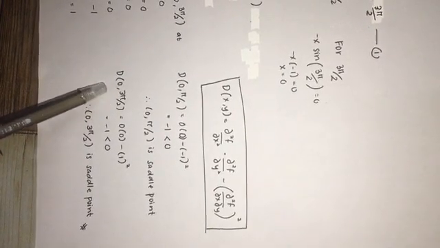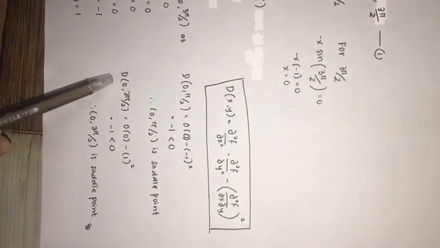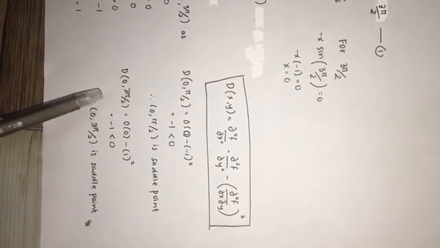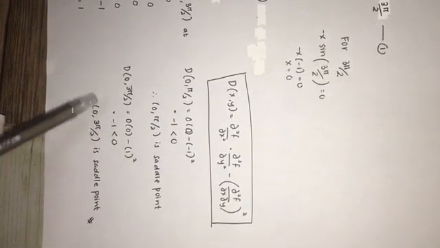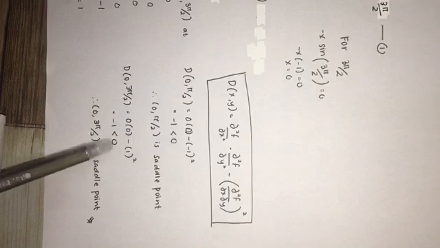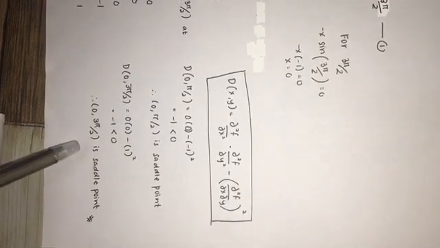Same goes to coordinate 0, 3 pi over 2. The domain is lower than 0, so the coordinate is a saddle point.